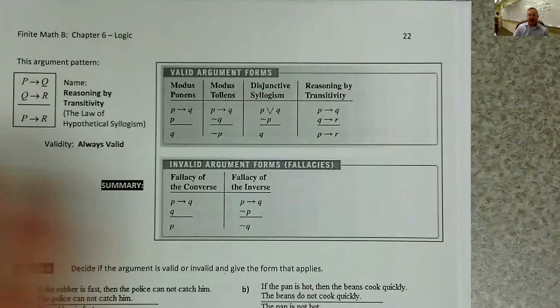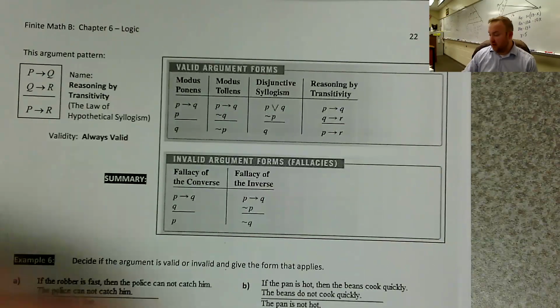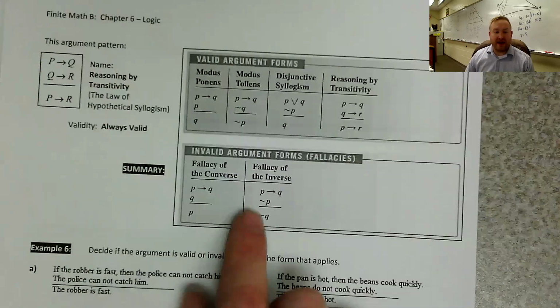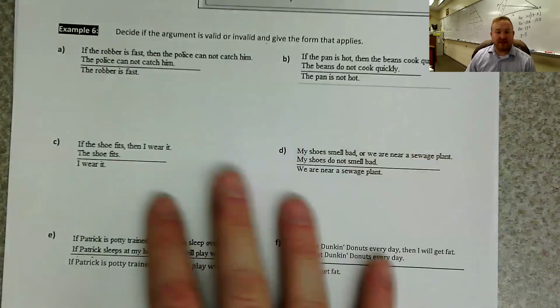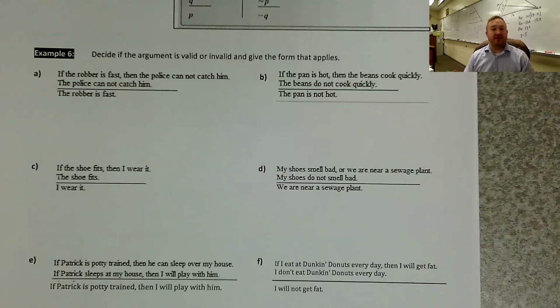Okay, so here we have our 6 different kinds of argument patterns. 4 of them are valid arguments and 2 of them are fallacies. Down here at the bottom of page 22, we have 6 examples, and we're going to represent each example symbolically, and then we'll decide which kind of argument it is.